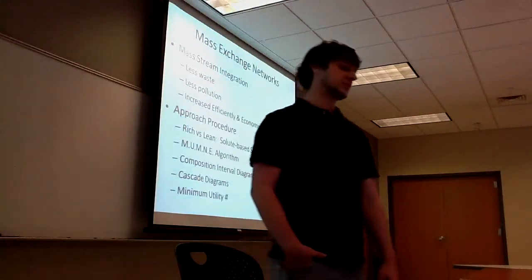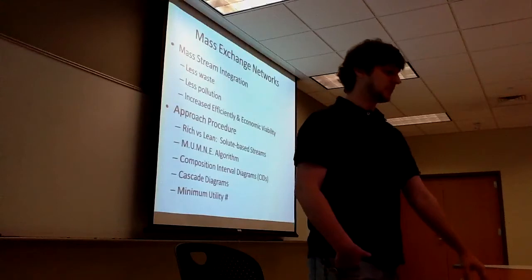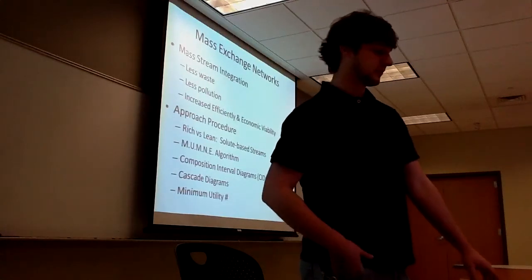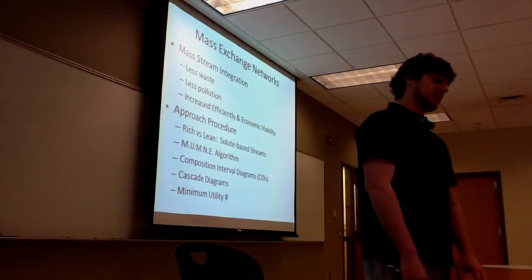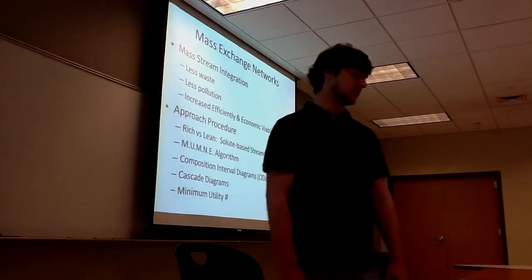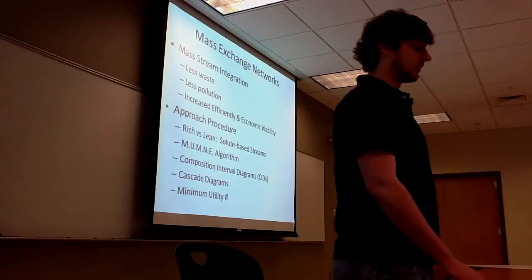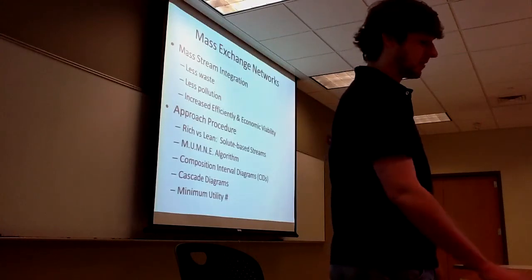And again, of course, the procedure, like I said, is the minimum utilities, minimum number of exchangers algorithm, just as Rebecca went over. And then you're going to have, just like she did, the composition interval diagrams, not temperature but composition. And you're going to have your cascade diagrams, and ultimately come up with your minimum number of utilities.